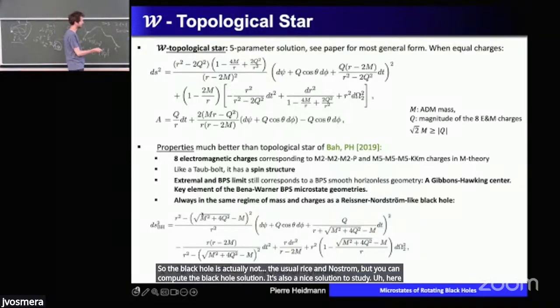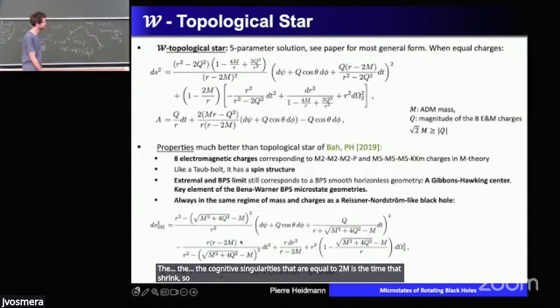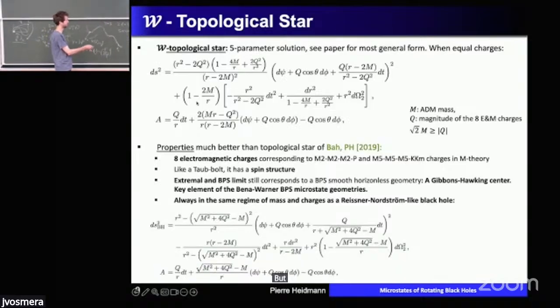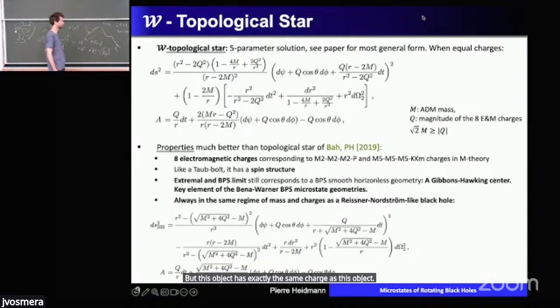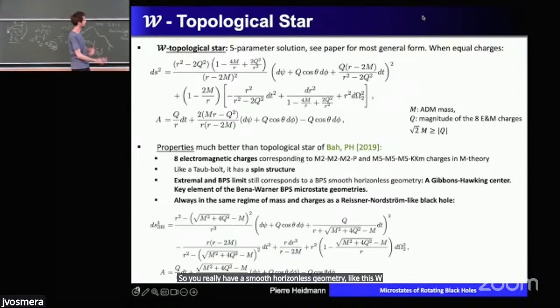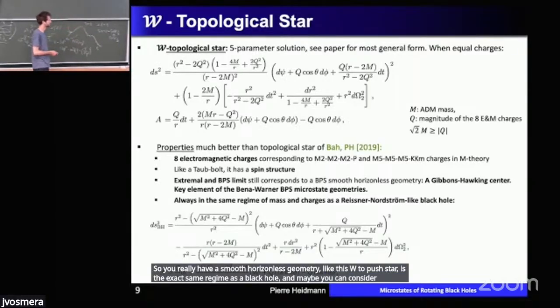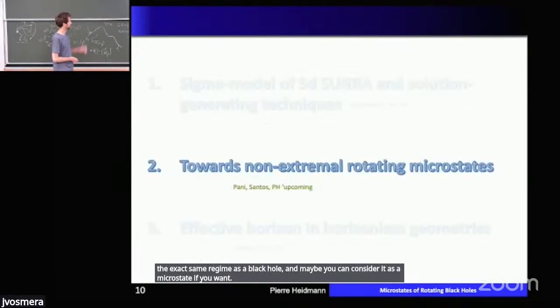Here it's exactly the same charge as the guy above, but the coordinate singularity is at r equal to 2m, and it's the time circle that shrinks, so it's really a black hole solution. But this object has exactly the same charge as this object. So you really have a smooth horizonless geometry, like this topological star, in the exact same regime as a black hole, and maybe you can consider it as a microstate if you want. Okay, so this is for the static solution.